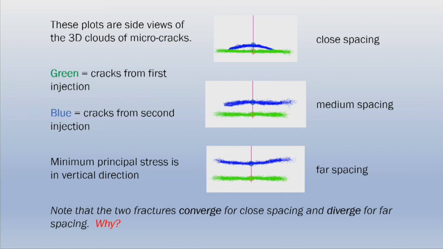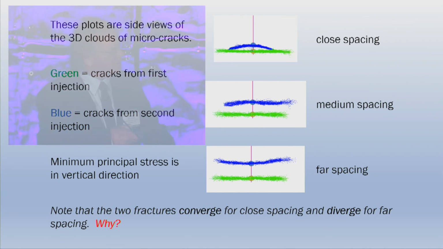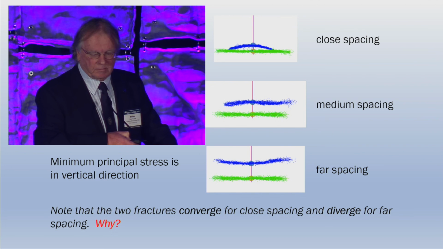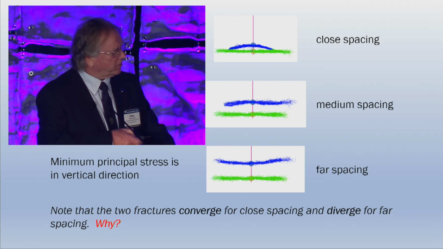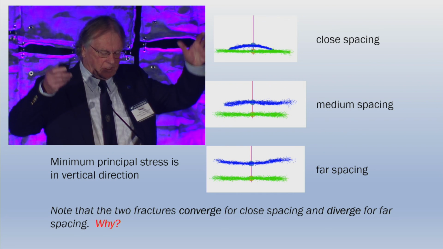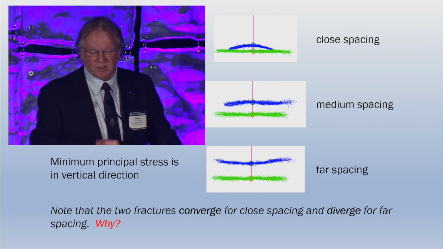These are side views of a three-dimensional simulation. There are clouds of microcracks which correspond to these breaks of these springs. The green one was the first one, and then we inject the second from the second cluster, and we note that when they're close together, the second set of fractures kind of curves inwards towards the first one, but when the spacing is far, it goes the other way. It actually repels. So it'd be interesting to know why this happens.